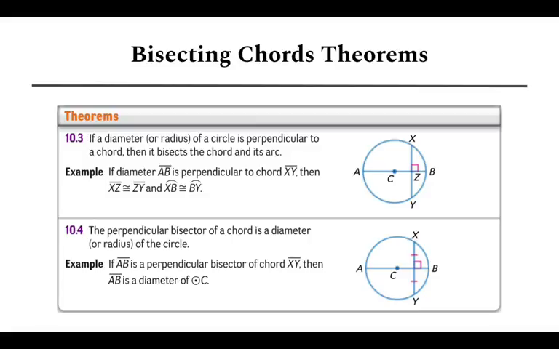So that means that XZ is equal to ZY and XB is equal to BY, or congruent, depending on how you're looking to name them.